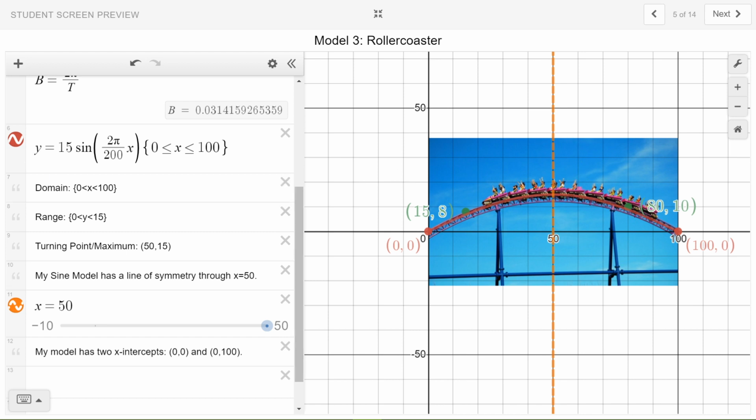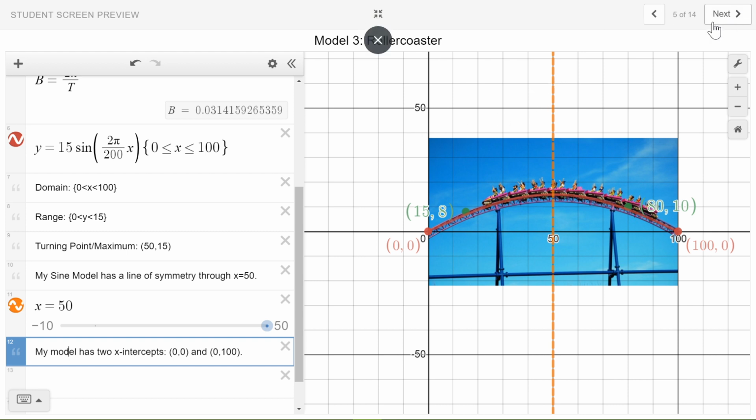Right, I have my equation, and make sure I write this out in full on paper. I have my domain, I have my range, I have my turning point, I have my sine model, and I have symmetry, and I have my x-intercepts. This is how we model. And depending on how your curve looks, you might change your model up a bit or down a bit. But I hope that makes sense to you.